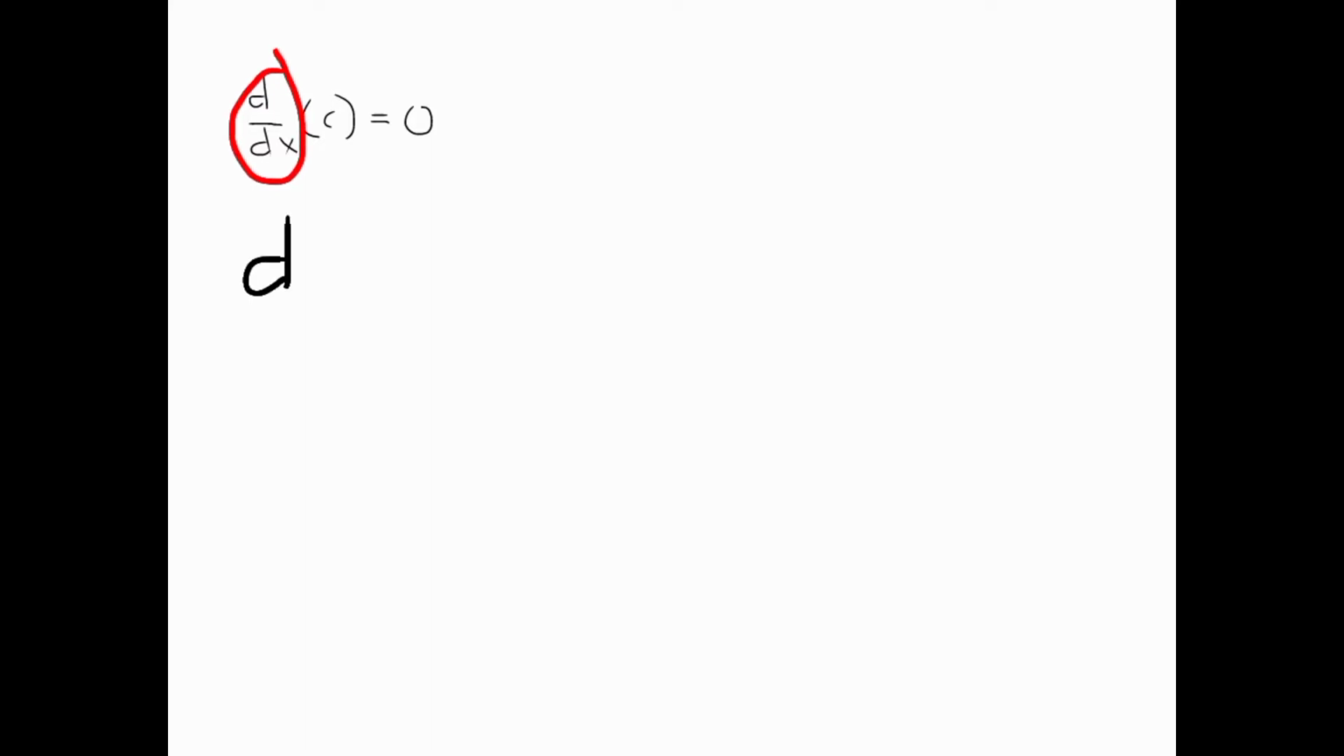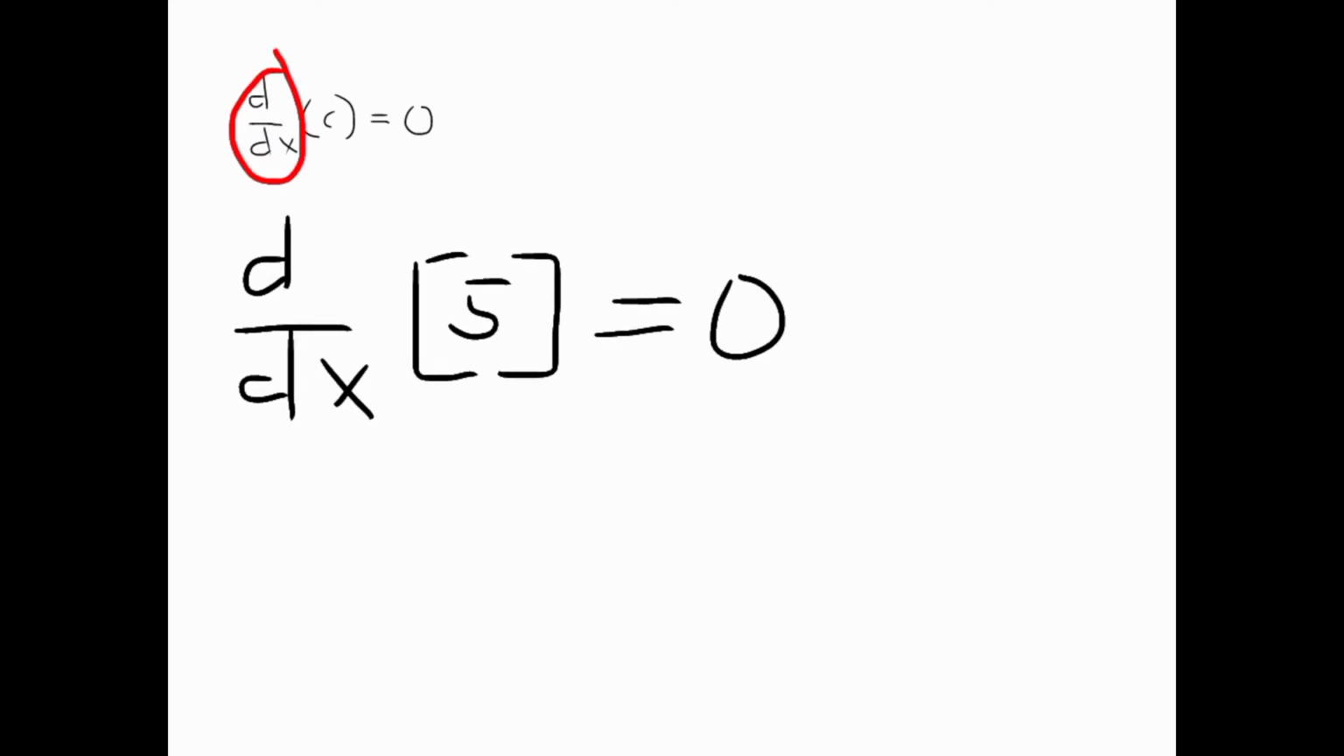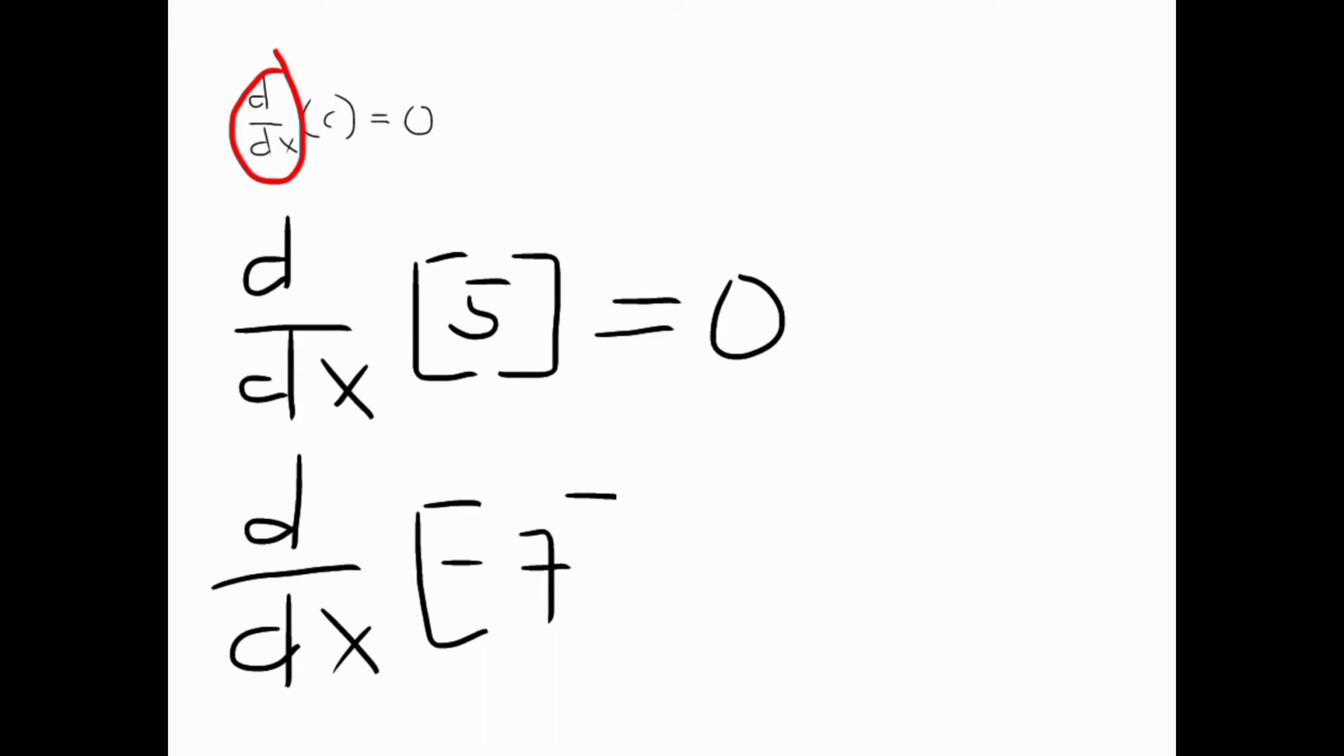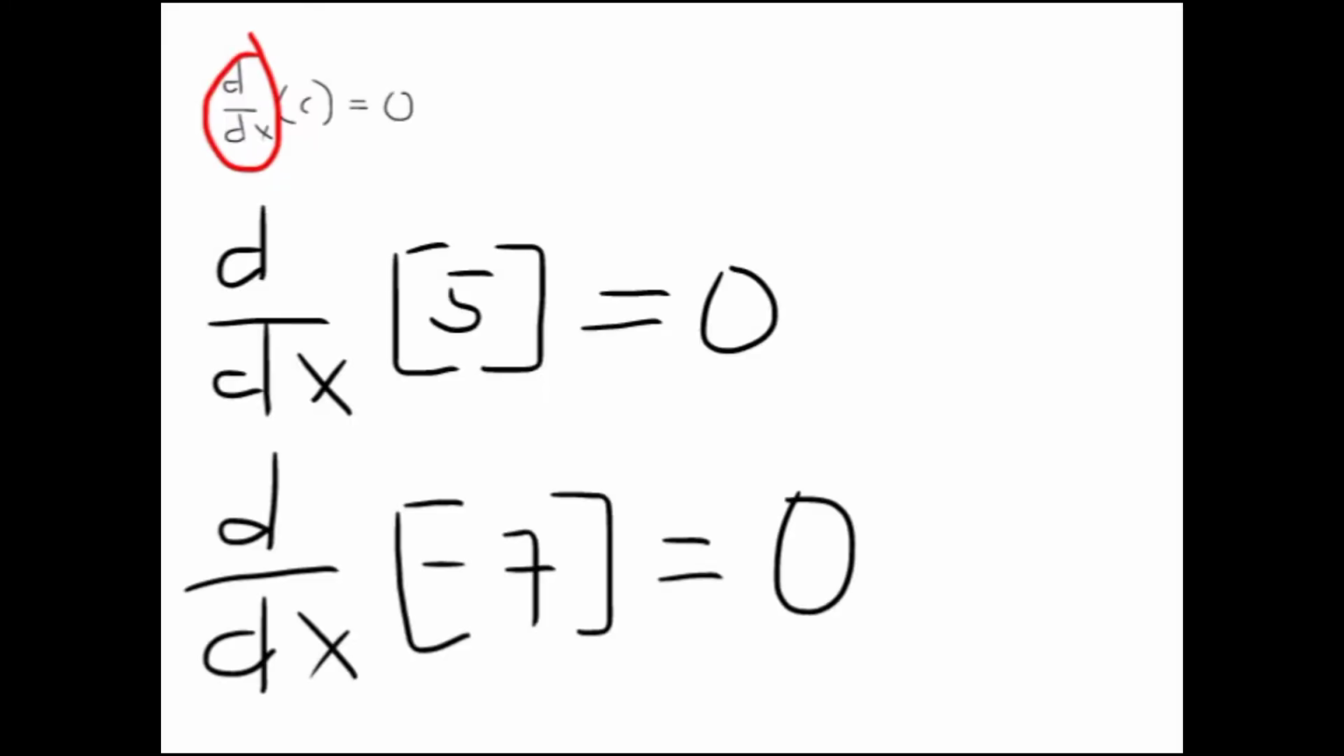Let's say, for example, we want to differentiate 5. So the derivative of 5 is equal to 0. And the derivative of a constant -7 is equal to 0. So the derivative of any constant is equal to 0.